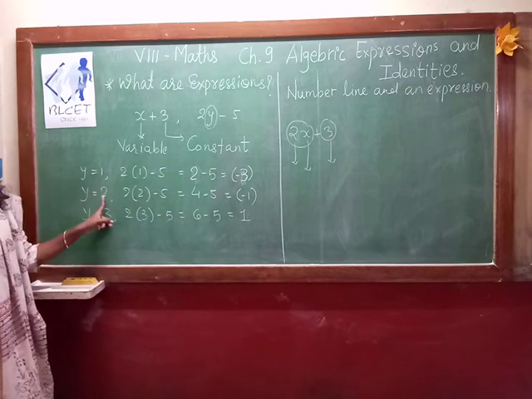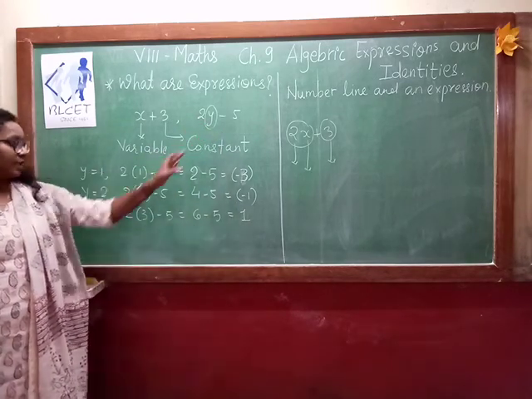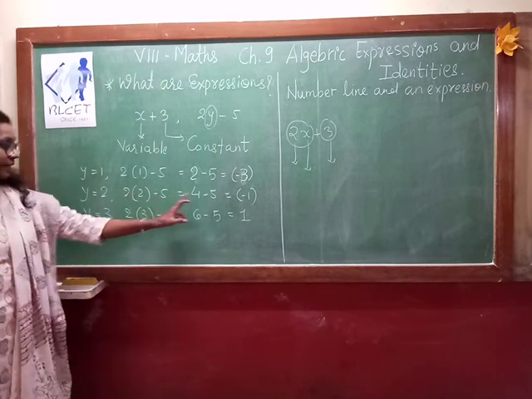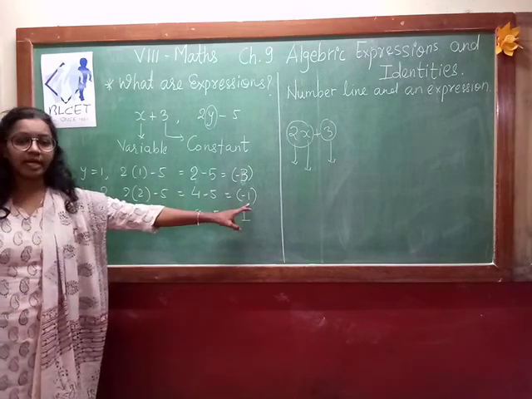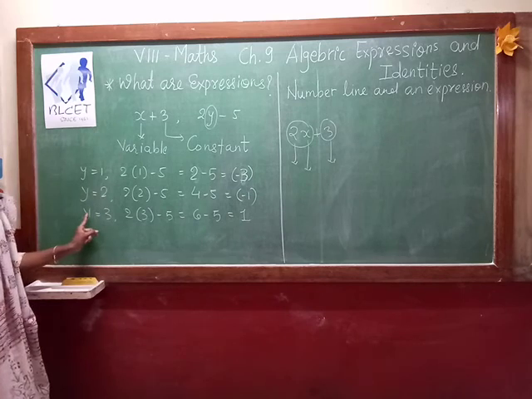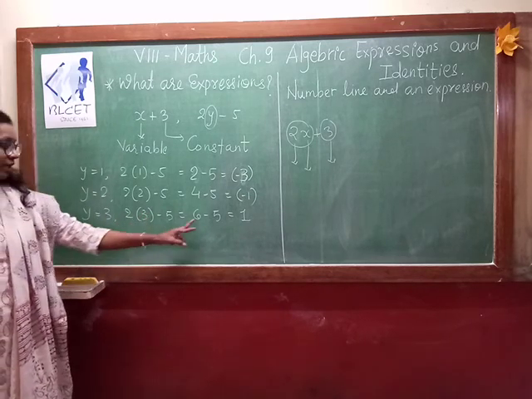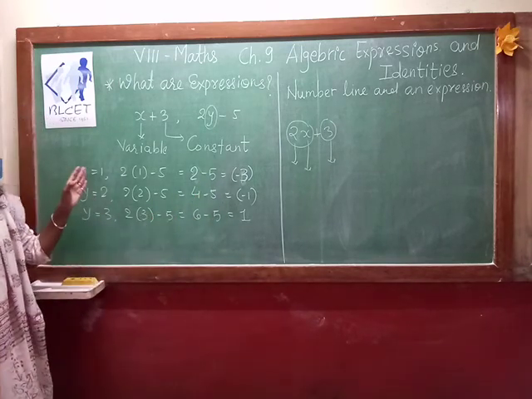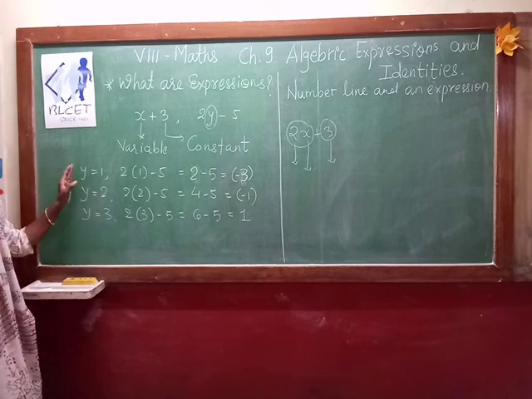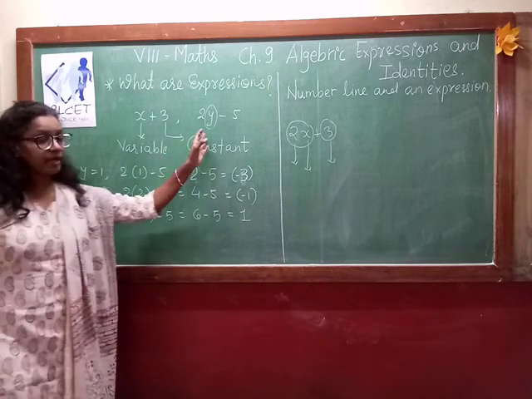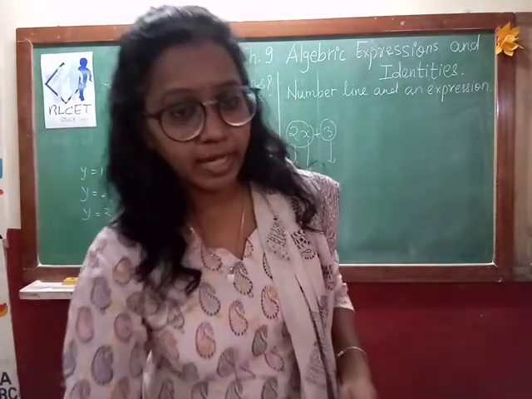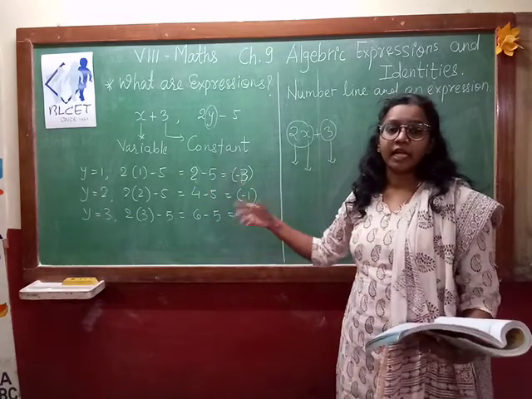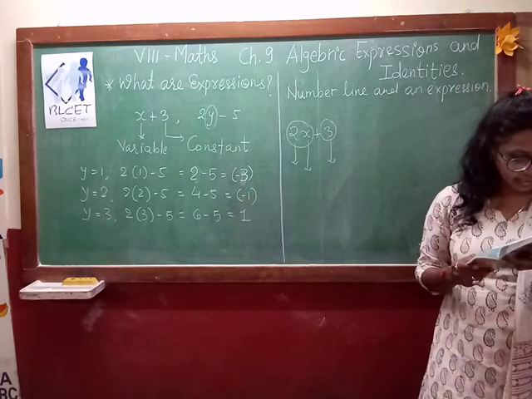If you consider y is equal to 2, in 2y minus 5 substitute the value of y equal to 2. So 2 twos are 4, minus 5, so 4 minus 5 is equal to minus 1. If you consider y is equal to 3, so 2 into 3 will give you 6, minus 5 is equal to 1. So this way you can find many values. If you change the value of y, the value of the algebraic expression also changes. Indefinite values you are getting. As you change the value of y, again you will get new values of the given algebraic expression.